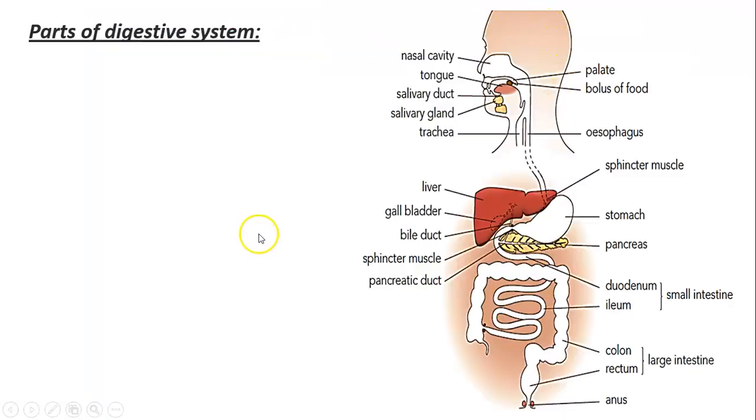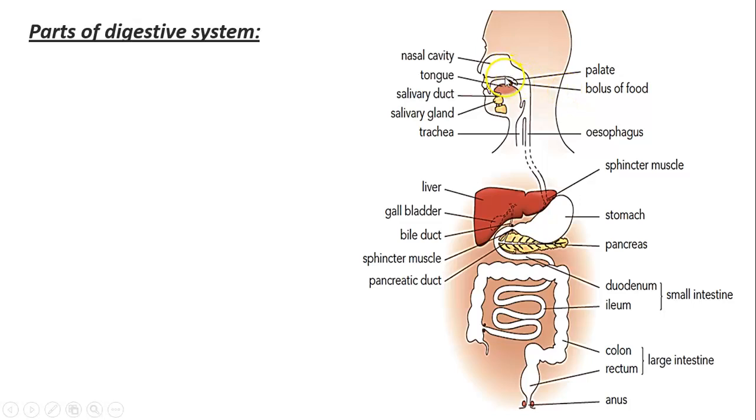So here we go. These are the parts of the digestive system. You will see here the mouth containing teeth and salivary glands. Salivary glands are responsible for the production of saliva. Saliva contains enzymes like amylase and also contains water and mucus to lubricate the passage of food. When food passes from the mouth to the esophagus, it is called the bolus of food.